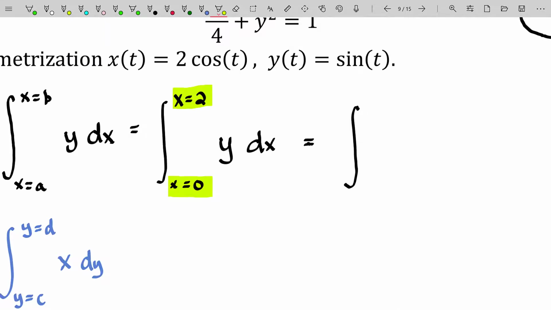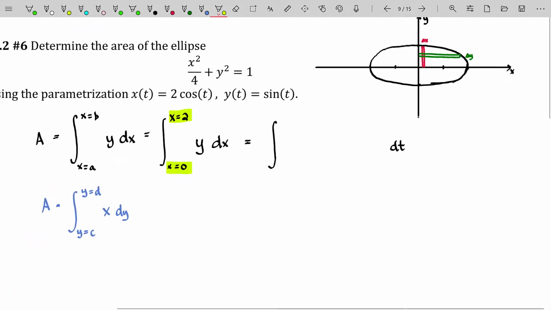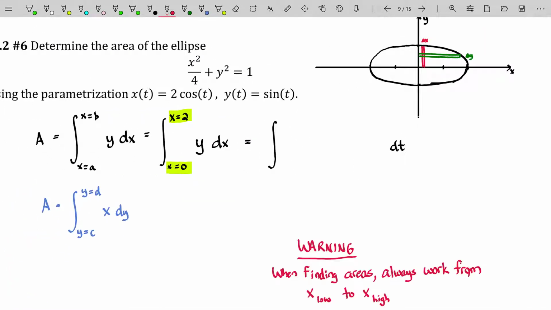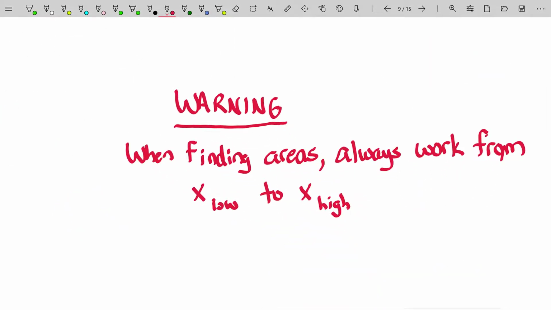The very important piece to remember here, and I should write this down off to the right-hand side. So the warning is, when finding areas, and this is actually true whether you're finding areas parametrically or you're just finding areas with a function of x, always work from x low to x high. Integrate from the lowest x value to the highest x value. If you do not do that, your area is going to come off as the opposite sign, or the negative, of what the true area actually is because you're going in the wrong direction. By the way, if you're integrating with respect to y, you would go from y low to y high.